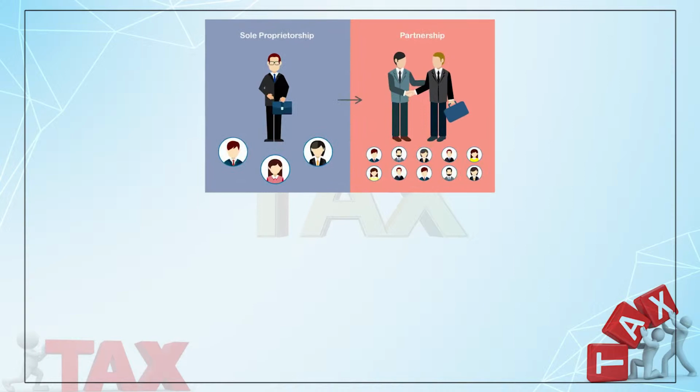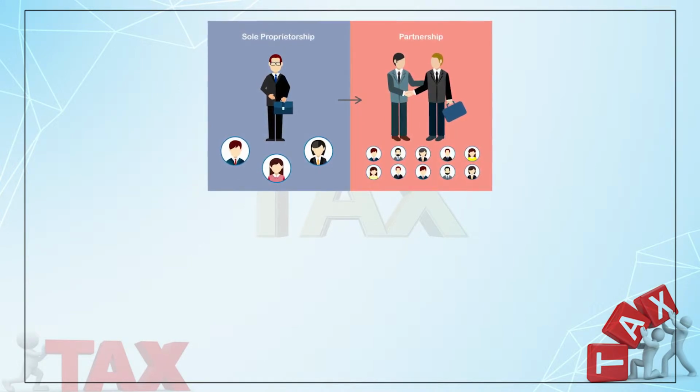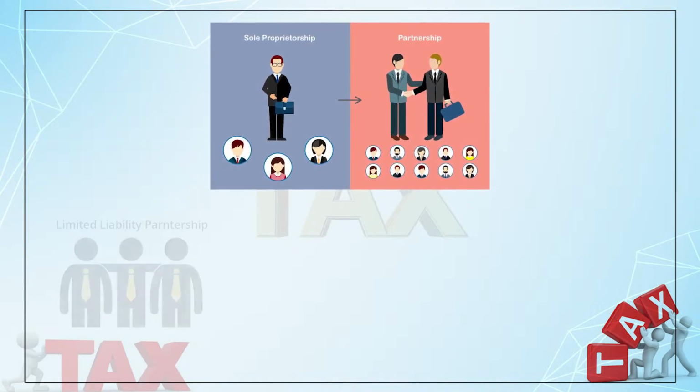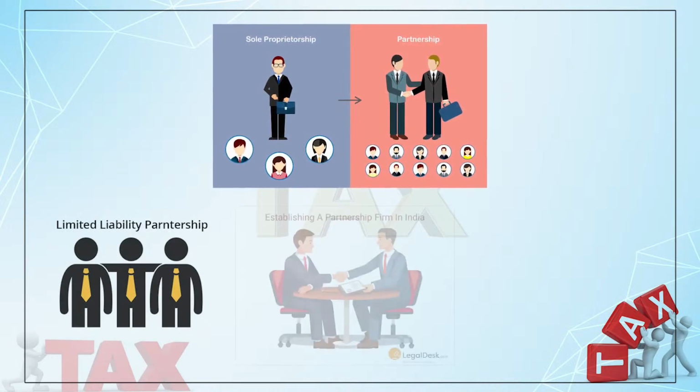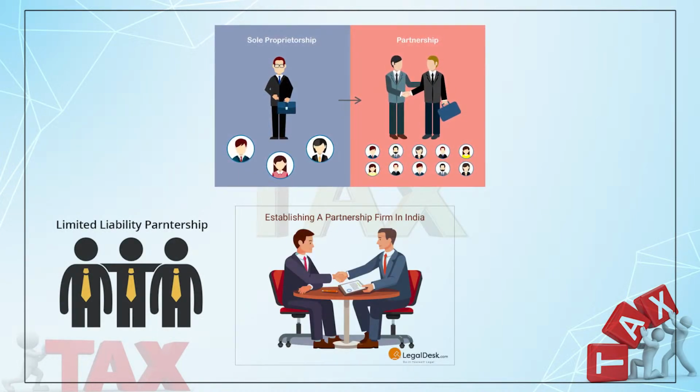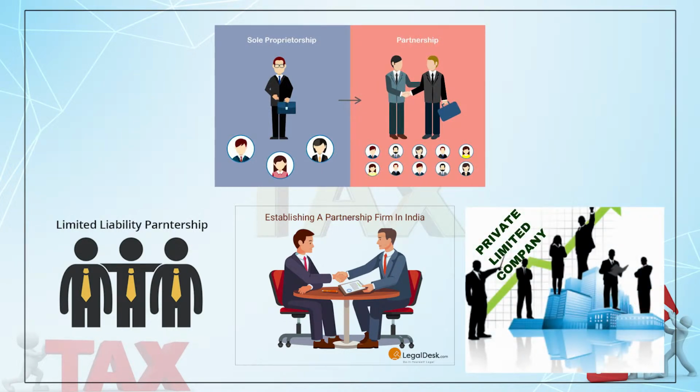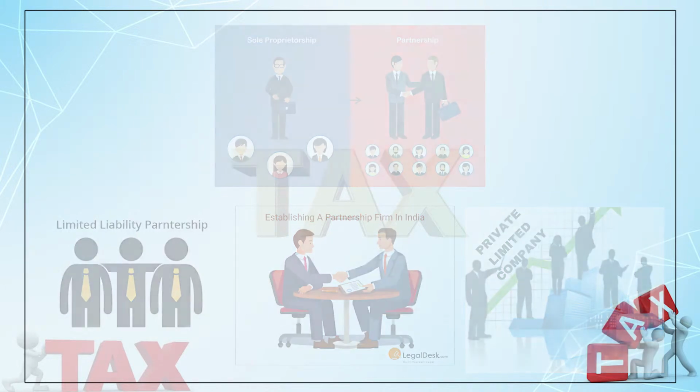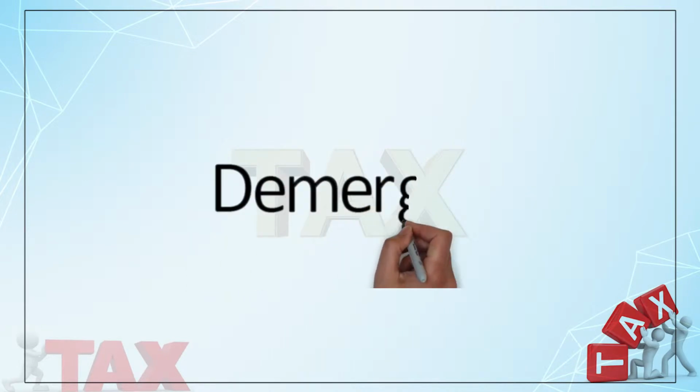The examples are a sole proprietorship business converted into a partnership business or an LLP, or a partnership firm converted into a company, or a private company converted into an LLP, or amalgamation, demerger, slump sale. These could be the areas through which an entity, a company, can make business reconstruction. So today we shall discuss the demerger.